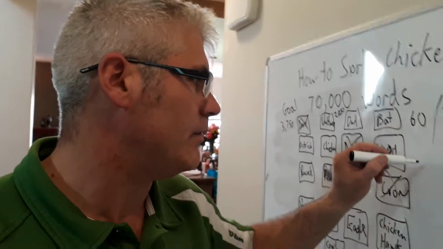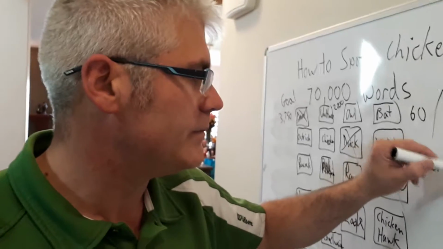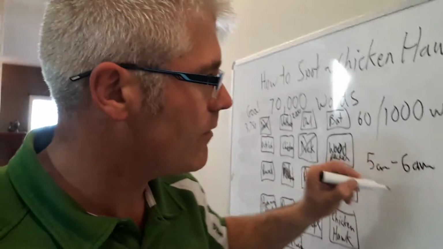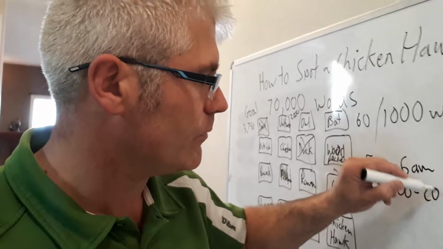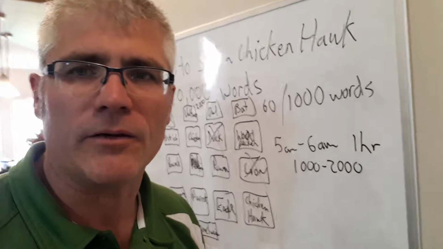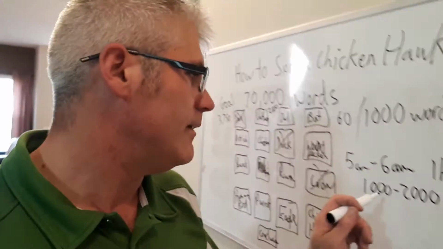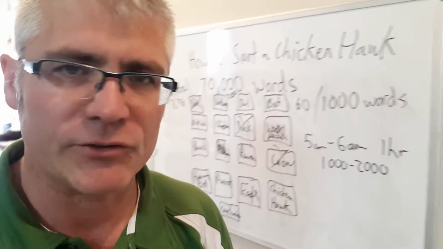So for example, every morning from 5 a.m. to 6 a.m. I write for an hour. And usually it's either 1,000 to 2,000 words. That's my goal. So once I hit 1,000, depending how I'm feeling, if it's only 30 minutes, I'll keep writing till I hit 2,000.